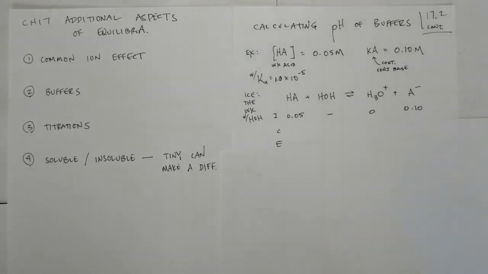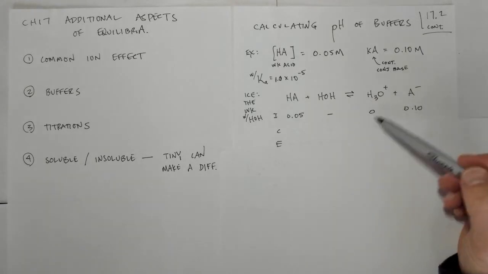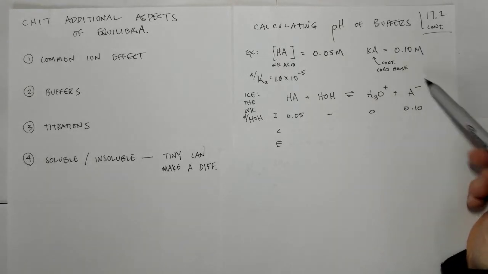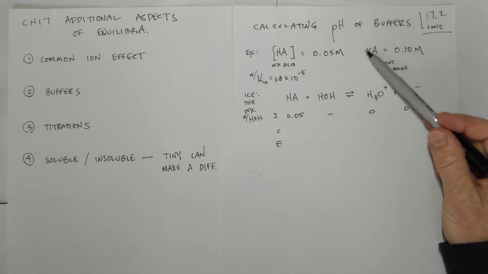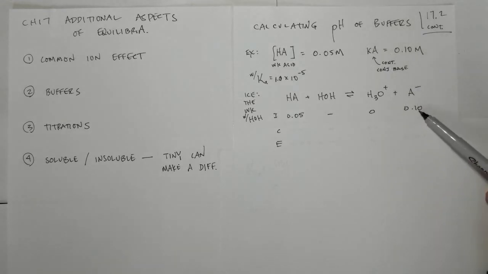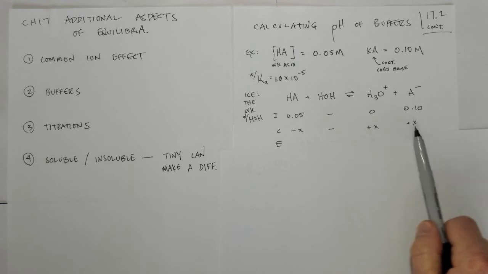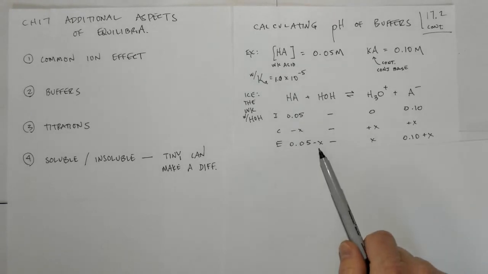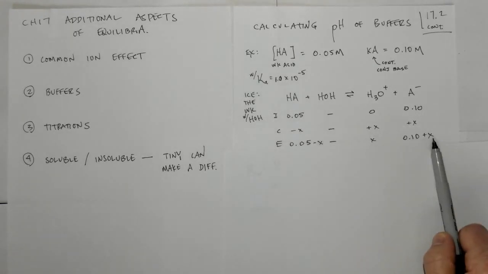The H3O plus ion concentration, there's none there to start with. And the A minus ion concentration comes from the KA because it dissociates and it gives you 0.1 molar right here. And so you can see we have a common ion effect type problem. And so we have a change where we lose X, gain X, gain X. We have 0.05 minus X, X, and 0.1 plus X.